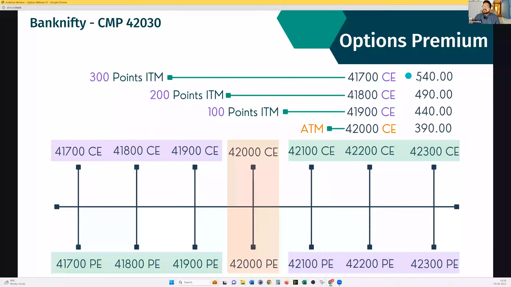But why is it bought or sold at the level of 540? The in the money amount of this strike price is 300 points. Already the market has traveled 300 points. And we have something remaining on the premium, the 240 points. What is it? There is some logic behind it, right? Okay, now you guys are going to understand it.